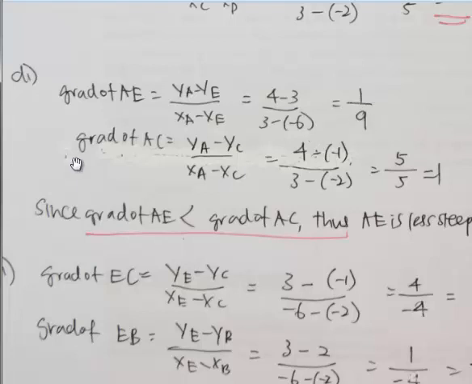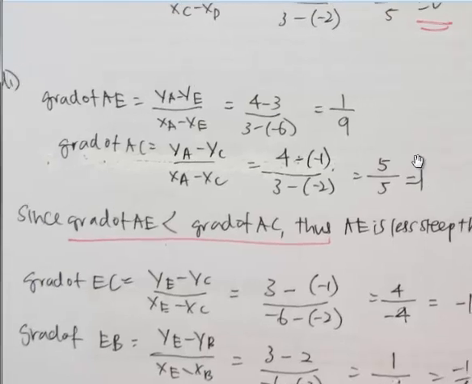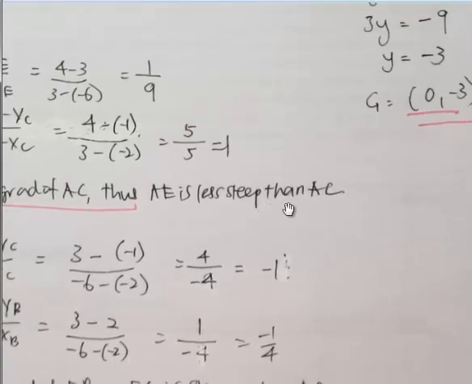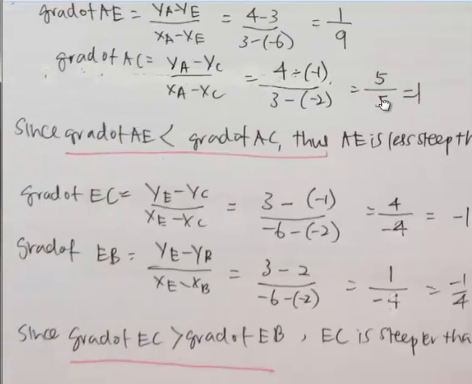Gradient of AC is yA minus yC over xA minus xC, equals 4 minus negative 1 divided by 3 minus negative 2, equals 5 over 5, equals 1. So you know that the gradient of AC is greater than the gradient of AE, which means that it's steeper. So since the gradient of AE is smaller than the gradient of AC, thus line AE is less steep than line AC.